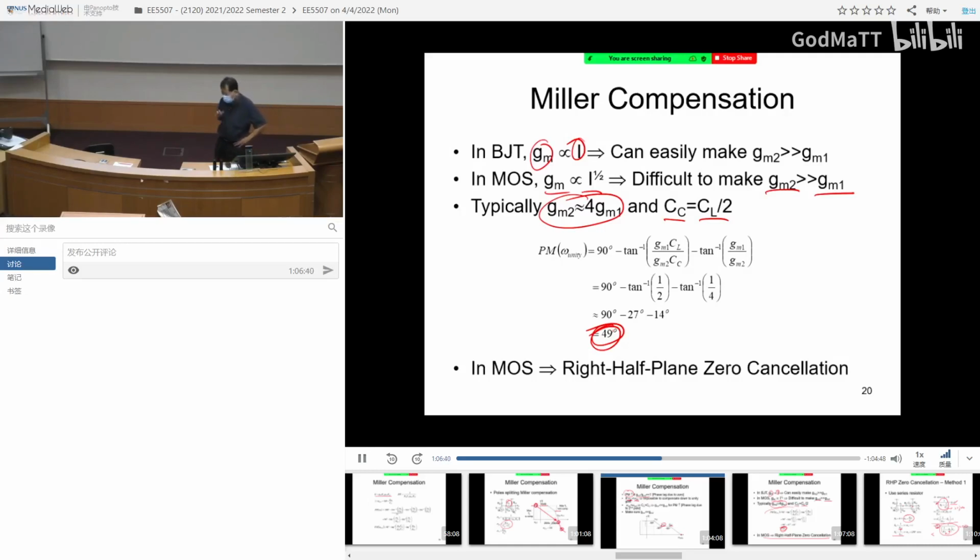So this is all lag compensation. Lag compensation meaning that you basically just either introduce the load capacitor or introduce the Miller capacitor. Okay?